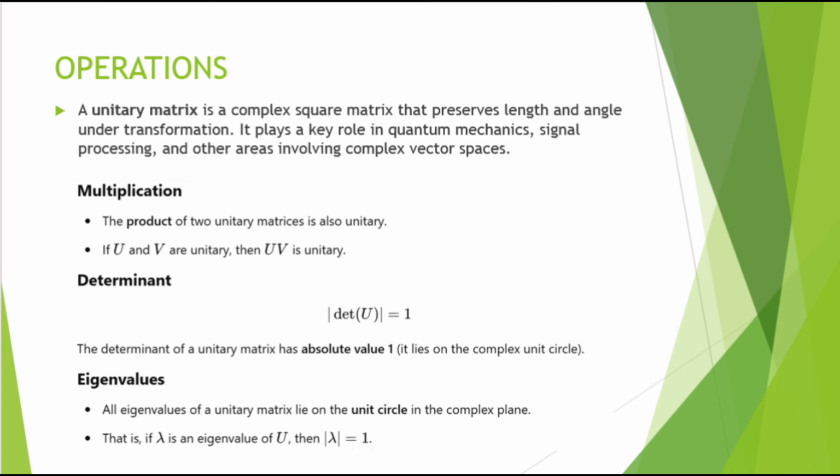So, various operations are performed on unitary matrix, some of which are multiplication, determinant and eigenvalues. In case of multiplication, if we have U and V which are unitary, then the product, which is UV, will also be unitary. That is, the product of two unitary matrices is also unitary. Second operation is determinant. Whenever we will take the determinant of a unitary matrix, it will be equal to 1. Third operation is eigenvalues. So all eigenvalues of a unitary matrix lie on the unit circle in the complex plane. That is, if we take lambda as the eigenvalue of U, then the determinant of lambda equal to 1.